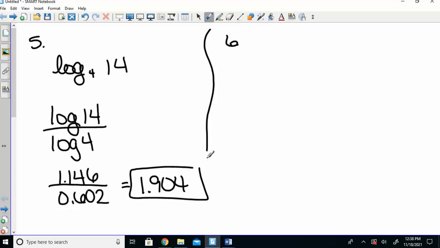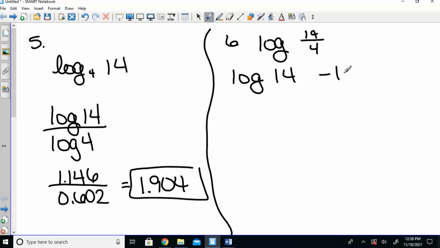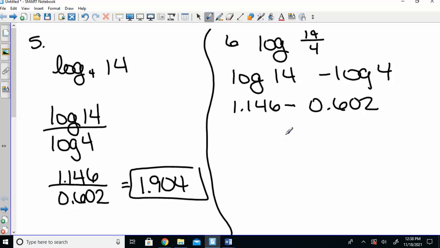So I'm really just trying to get you to remember all of the properties that we've had. For 6, we had log of 14 divided by 4. If you have a log of things being divided, how do you break it up? Subtract. So that's the log of 14 minus the log of 4. So log of 14 is 1.146 minus log of 4 was 0.602. If you subtract those decimals, you get 0.544. Is that one okay?